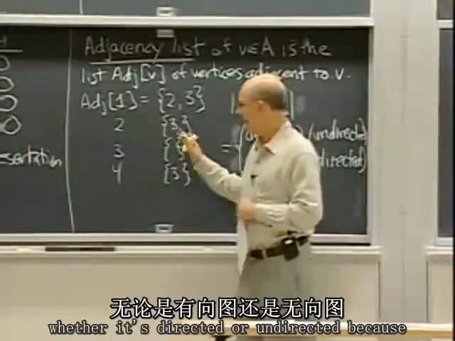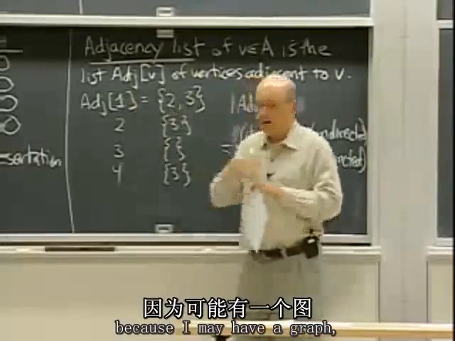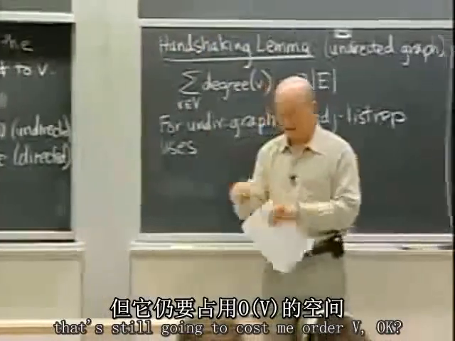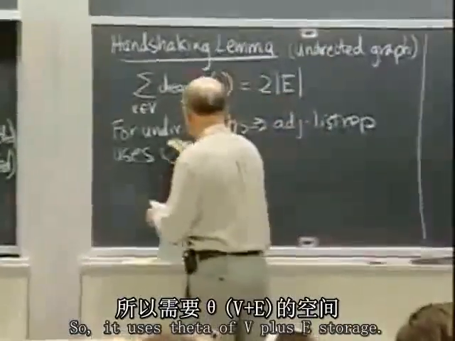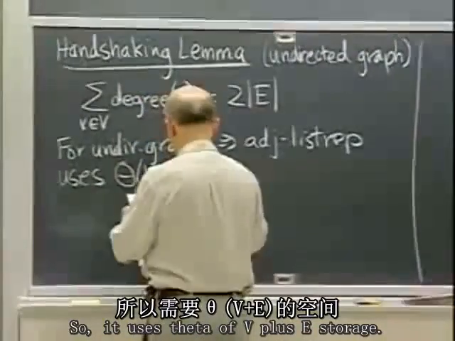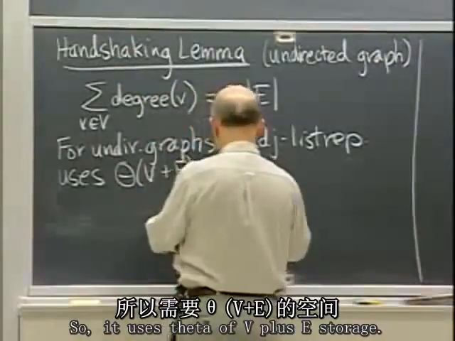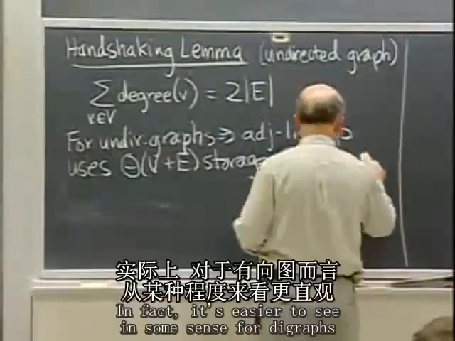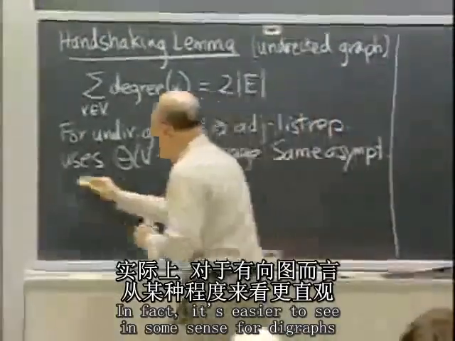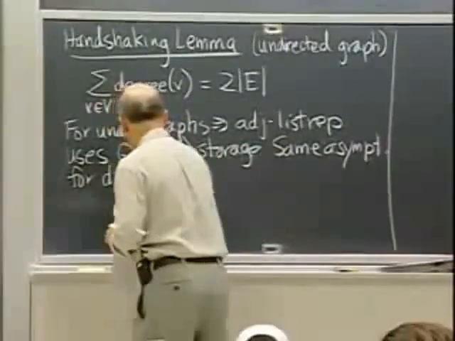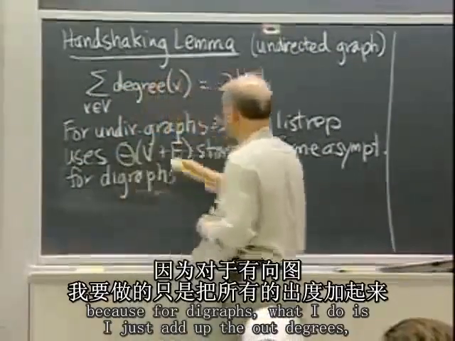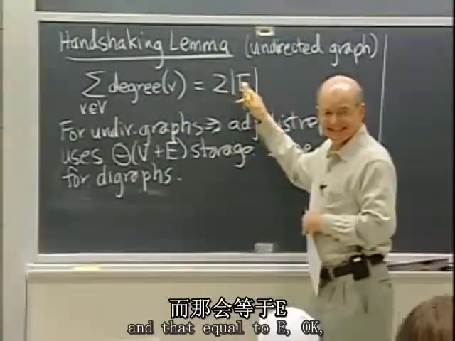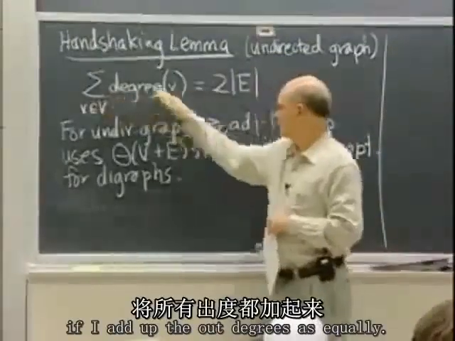Okay, whether it's directed or undirected, because I may have a graph, say, that has a whole bunch of vertices and no edges, that's still going to cost me order v. Okay, so it uses theta of v plus e storage. And it's basically the same thing asymptotically. In fact, it's easier to see in some sense for digraphs. Because for digraphs, what I do is I just add up the out degrees, and that's equal to e. Okay? If I add up the out degrees, it's equal to e.